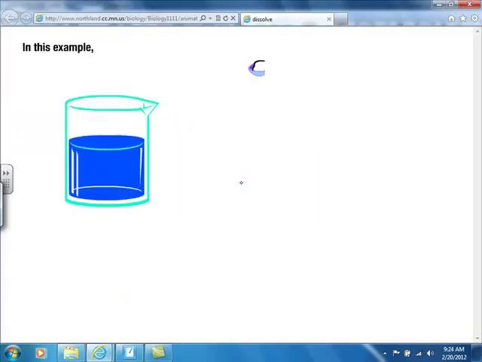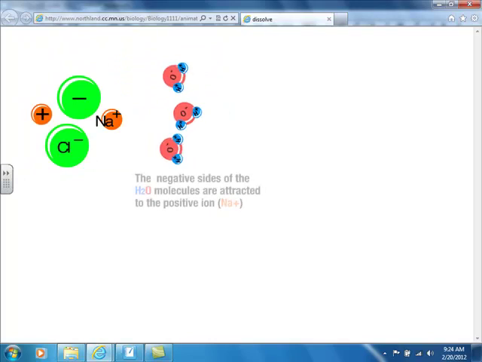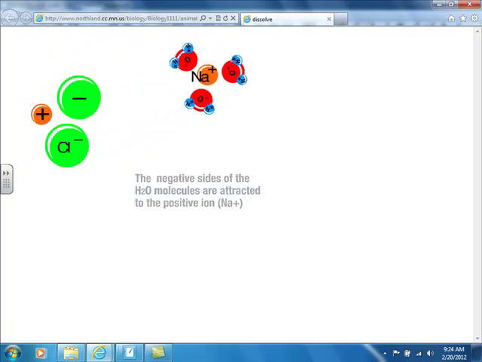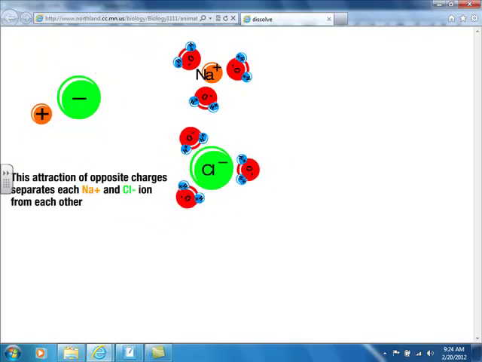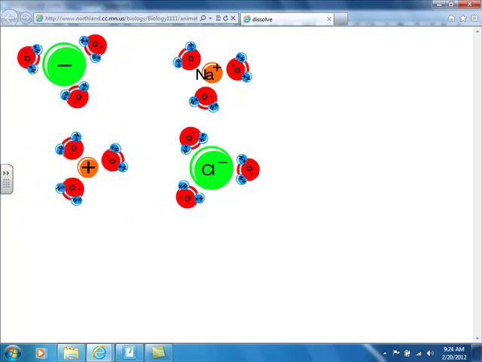Okay, so as we dissolve salt, so this is just putting some NaCl into water, the water acts as a solvent, and molecules can dissolve. So now we're going to look at an exploded view of this. Here you see the water molecules coming in. The negative side of the water molecules rip off the positive sodium, and the positive side of the water molecules rip off the negative chlorine. And that frees up more molecules that can come in, and where water can come in and rip those apart, okay?